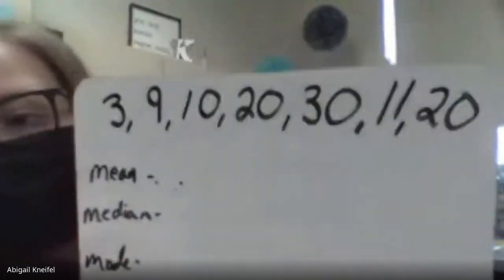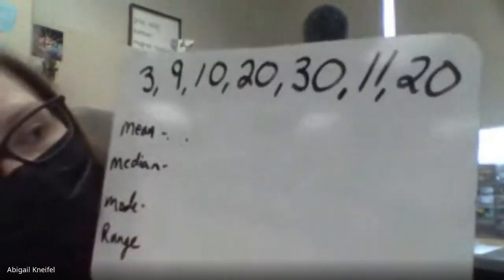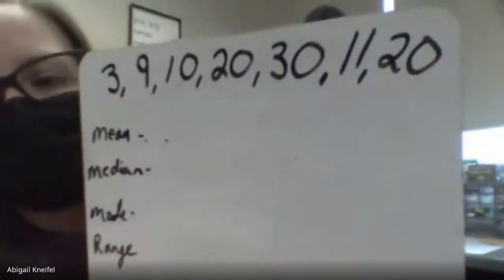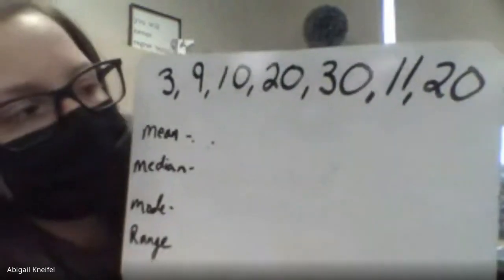You're going to find the mean, median, mode, and range of the following numbers: 3, 9, 10, 20, 30, 11, 20. I'm going to say those again for you. 3, 9, 10, 20, 30, 11, 20.